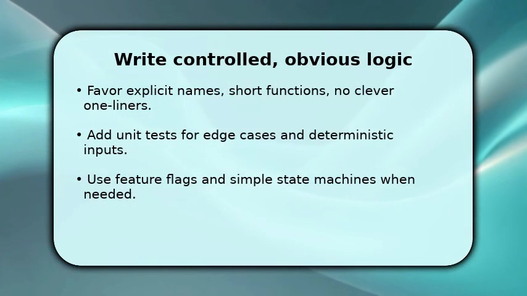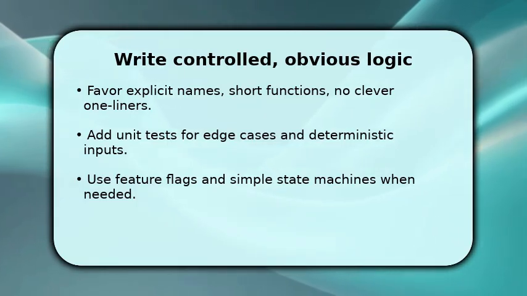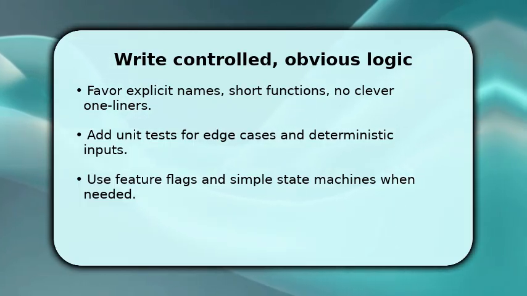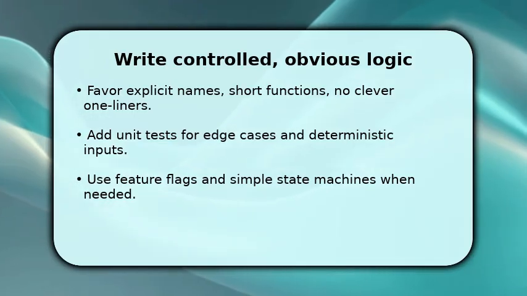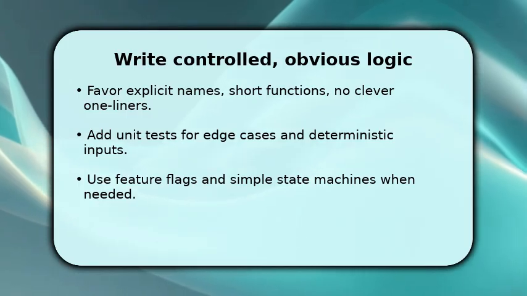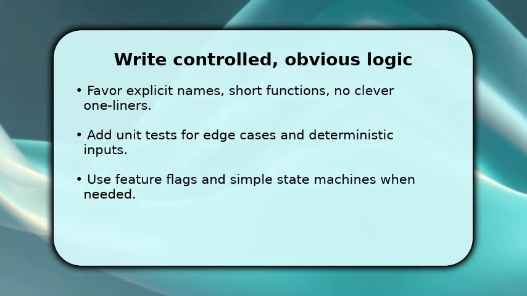You now build the behavior with explicit, obvious logic. Name things clearly and keep functions short. Avoid clever one-liners that add character. Once implemented, add unit tests focusing on edge cases and deterministic inputs so behavior is predictable. Make sure to use feature flags or a simple state machine to control rollout and prevent emergent interactions.